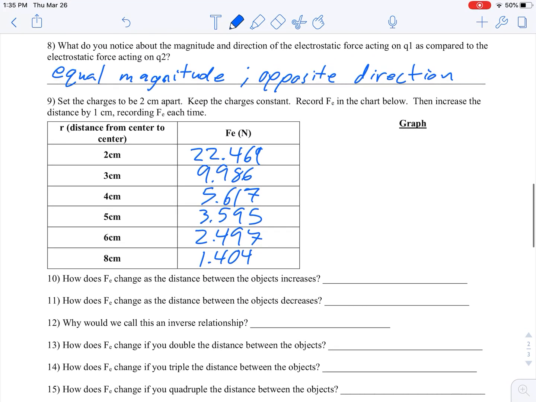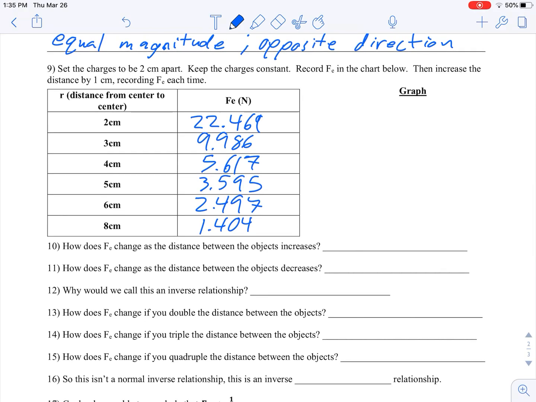All right. So let's answer some questions now. This part with the graph here on the right, we'll come back to that in a moment. So it says, how does the electrostatic force change? So Fe means electrostatic force. How does it change when the distance increases? So as distance gets bigger, distance up, force goes down. And we mentioned that earlier. What about when the distance decreases? Well, as the distance decreases, the force goes up. Why would we call this an inverse relationship? Well, the reason being is one goes up, the other goes down.